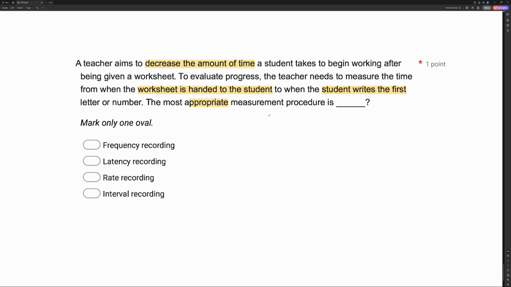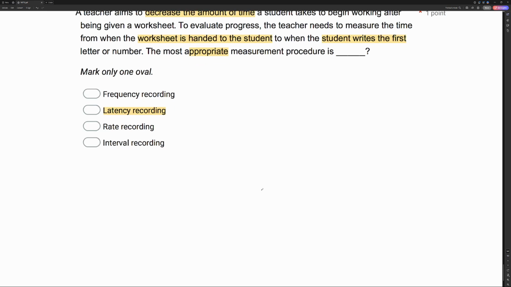Now let's look at C because we read all of our answer choices. Rate recording. What is rate? Rate is just frequency over time. So since we've ruled out frequency, we have to eliminate rate as well. And then D, interval recording. Two things about interval recording. One, it's discontinuous, and we're not using discontinuous measurement here. Two, we need to break up the time into smaller sections of time to use interval recording, and we're not doing that here either. So the most appropriate measurement procedure based on this information is going to be latency recording.